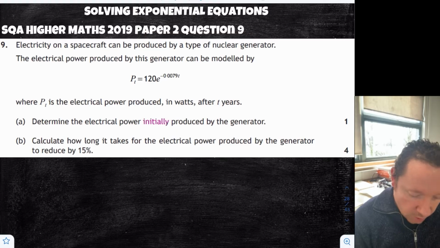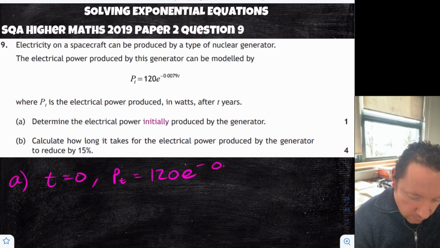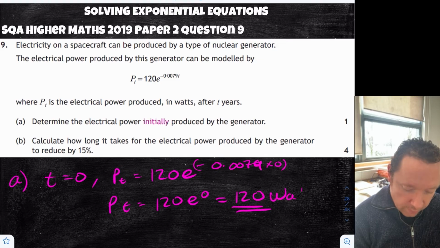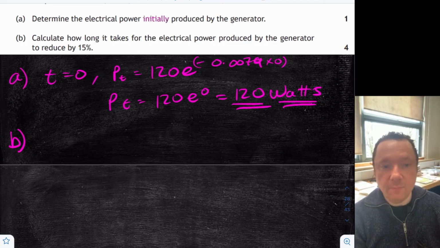Determine the electrical power, keyword, initially produced by the generator. So if it's initially produced by the generator, that means part A, when t equals 0, P(t) equals 120e to the minus 0.0079 times 0. Well, that gives you P(t) equals 120e to the power of 0, which is 120, because e to the power of 0 is 1. So we're done there. We could put the units in just to be clear: watts.